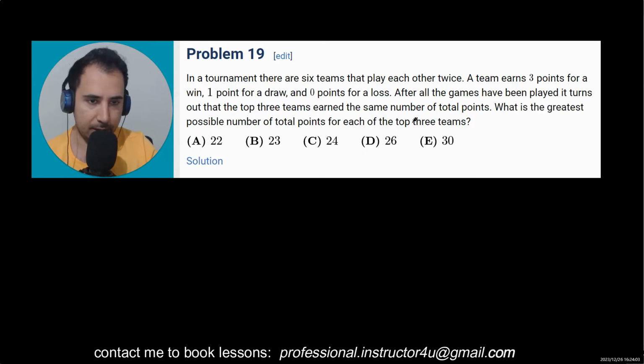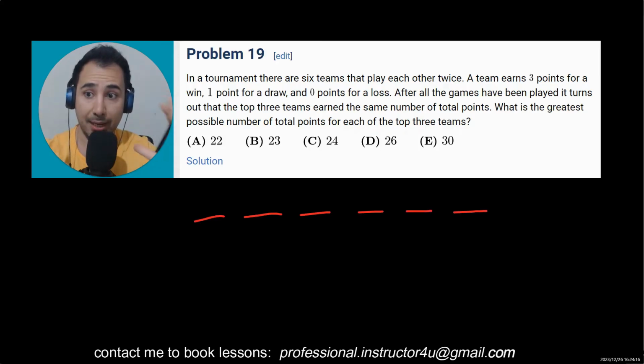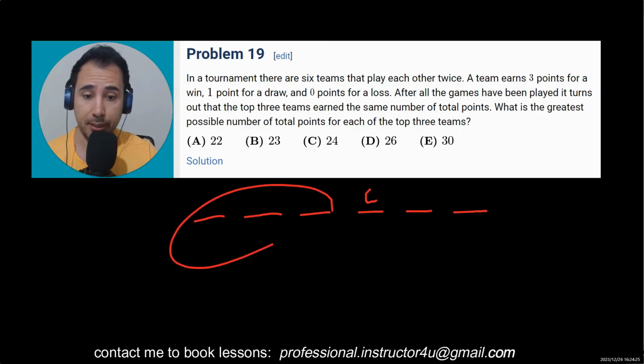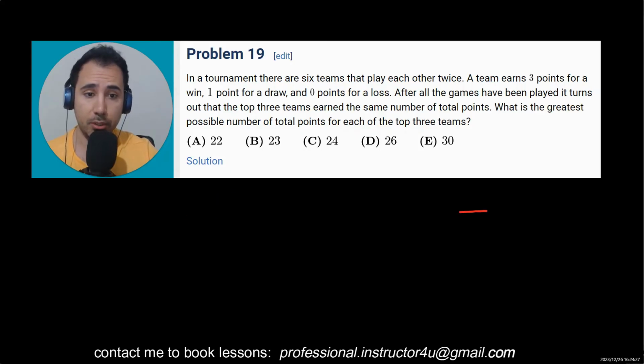Okay, so the top 3 teams are going to have equal points. How is that going to work if we have 6 teams and we want the winners to score as many points as possible? That means we want 3 loser teams that lose all the games to these 3 top teams. So I'm going to write it like this. We're going to have the top teams.